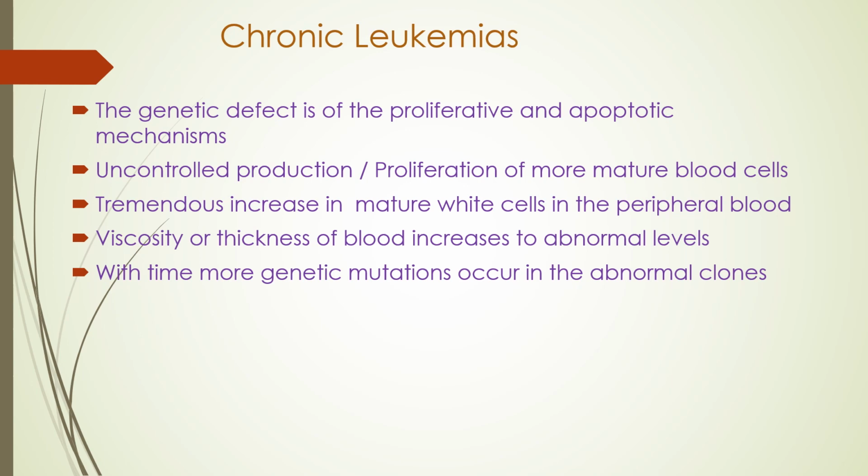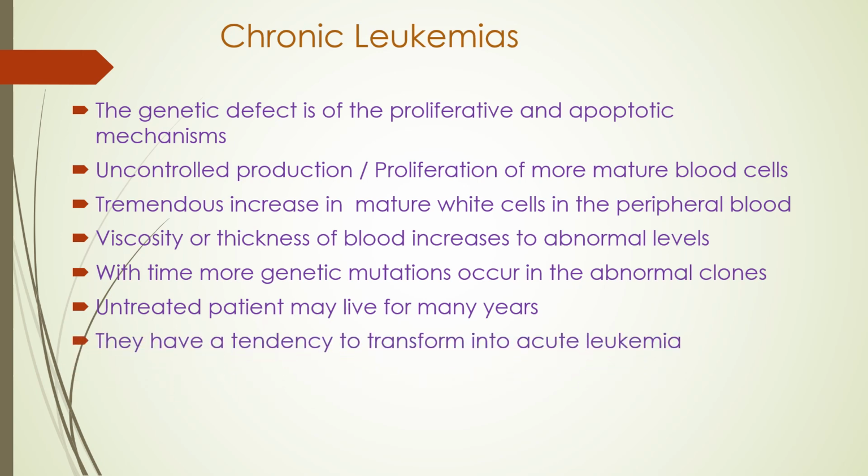With time, more and more genetic mutations occur in the abnormal clones. These patients may live for many years without any treatment, but they have a tendency to transform into acute leukemia because in addition they get more and more genetic mutations over a period of time.